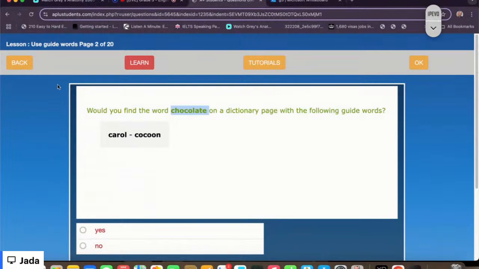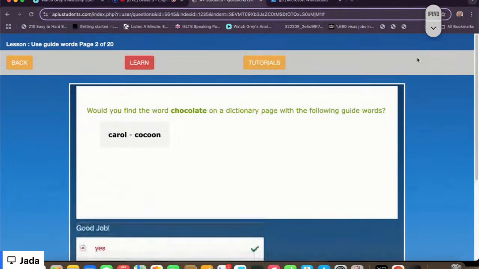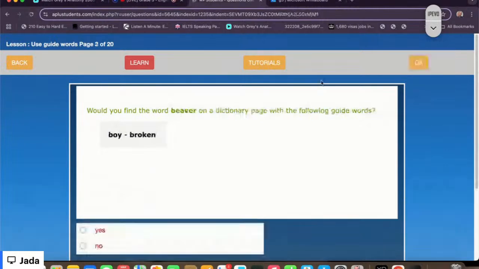So Carol is CA and chocolate is CH and cocoon is CO. So of course here we can find it because H comes in between A up until O. So yes, we can. Okay. So we have beaver, boy, and broken. Can we find beaver in between boy up until broken? Yes or no?